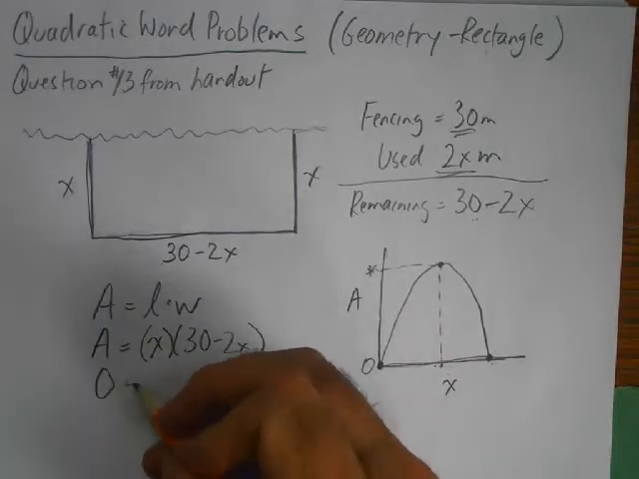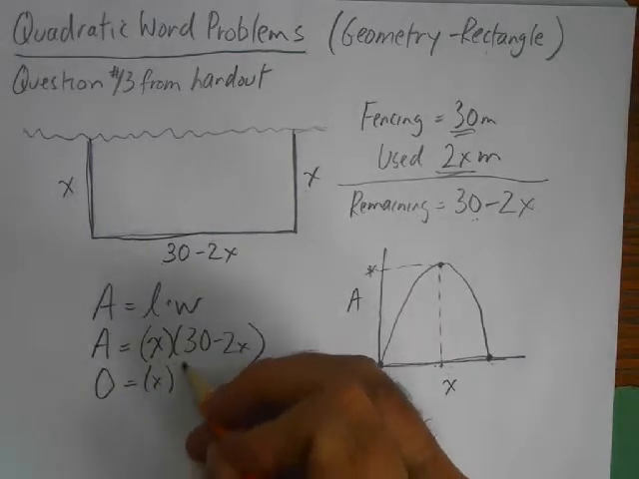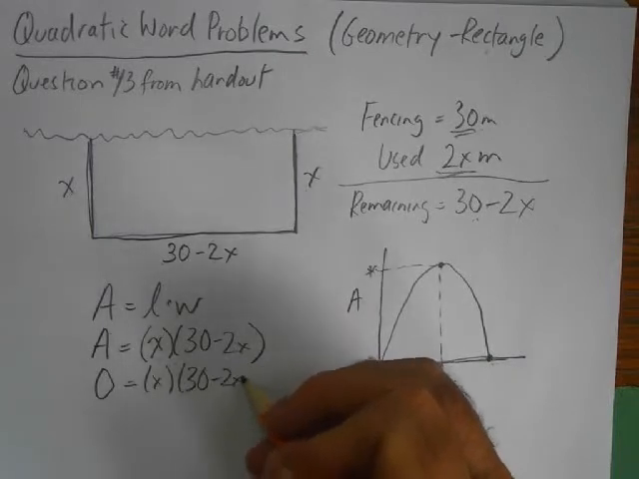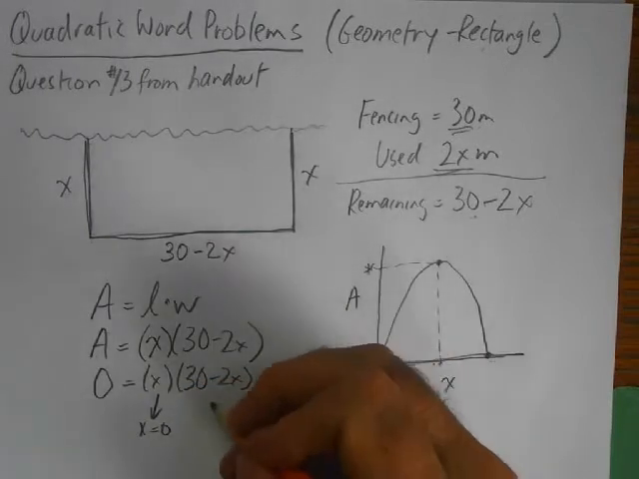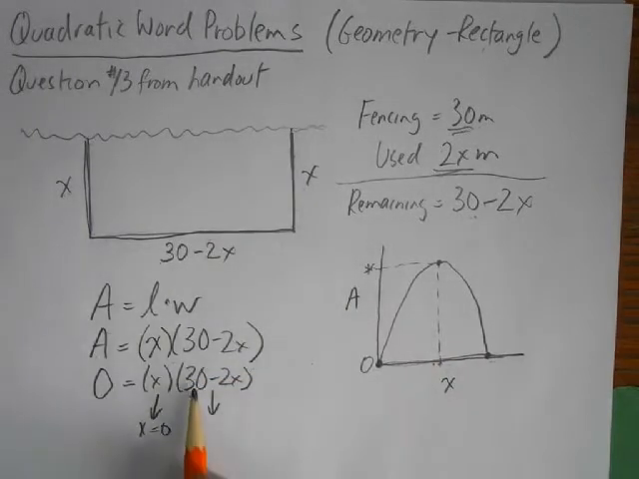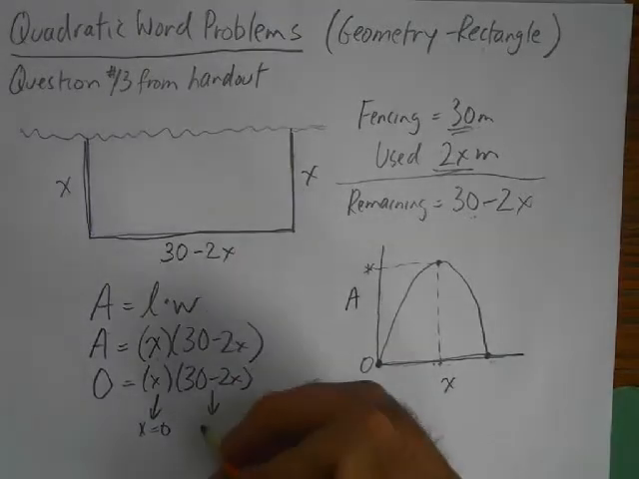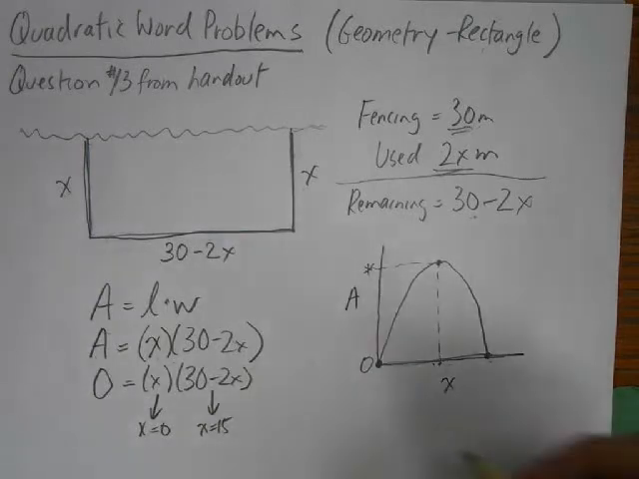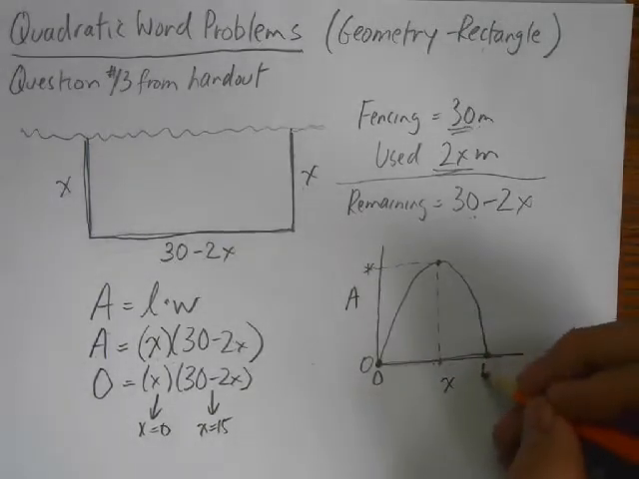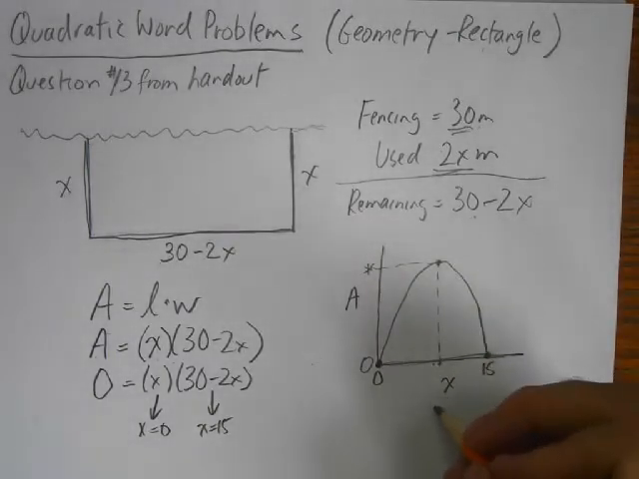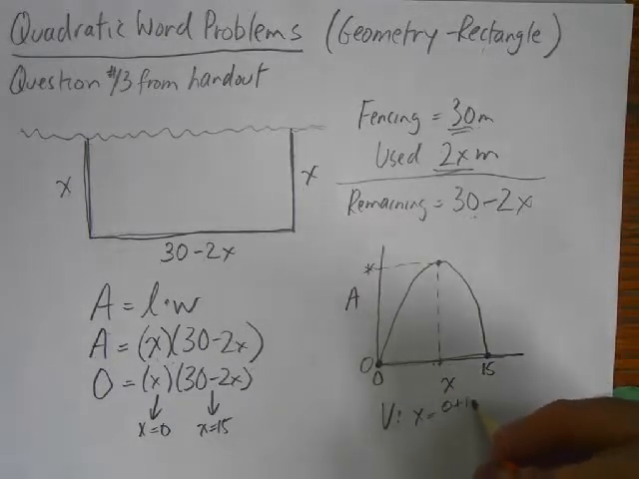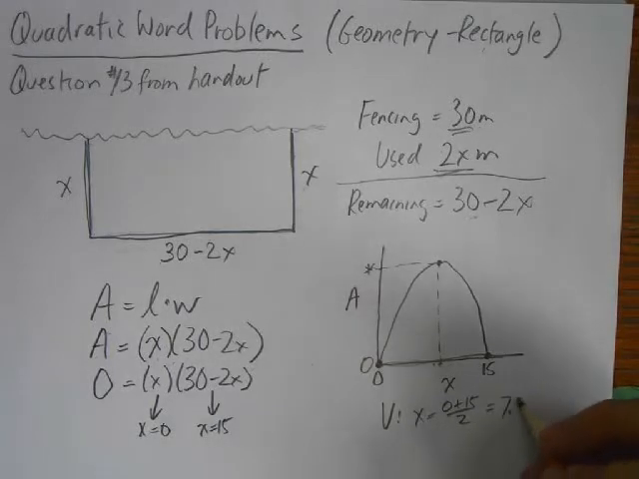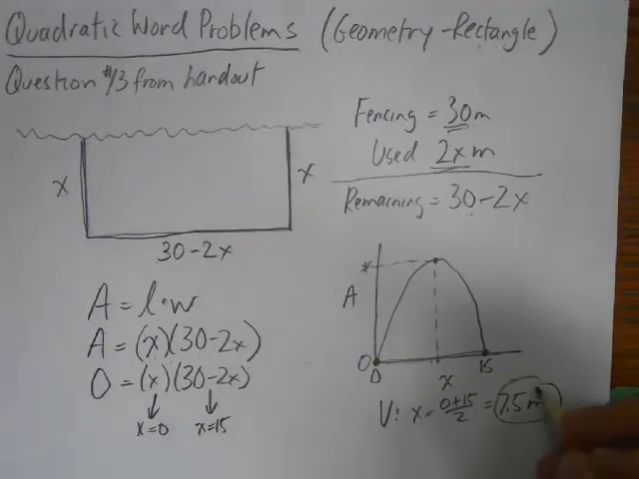We just set the area equal to 0 and then set each factor to 0. If I set that to 0, well, that's just x equals 0. If I set that to 0, 30 minus 2x means 2x is 30, and that means x is 15. So that's a 0 here and that's a 15 here, which tells me for the vertex, x is equal to 0 plus 15 over 2, which is 7.5 meters.